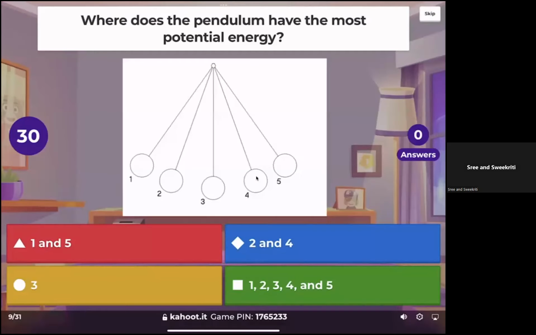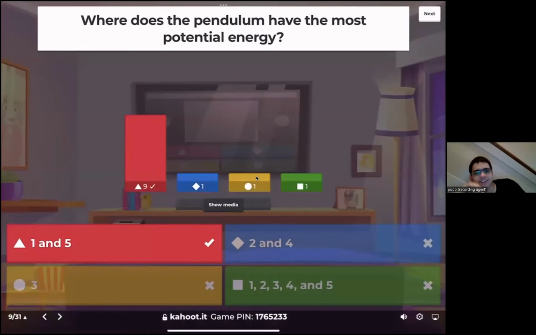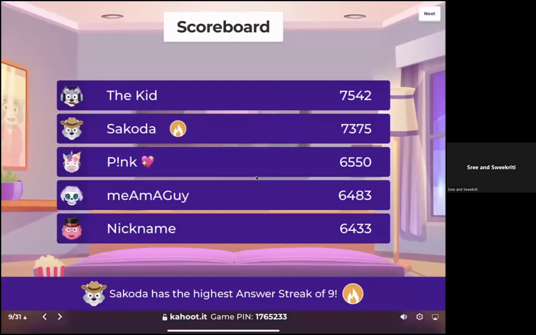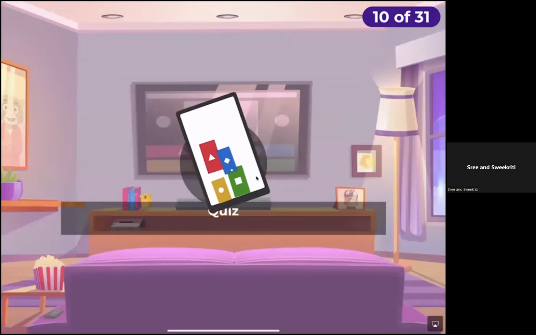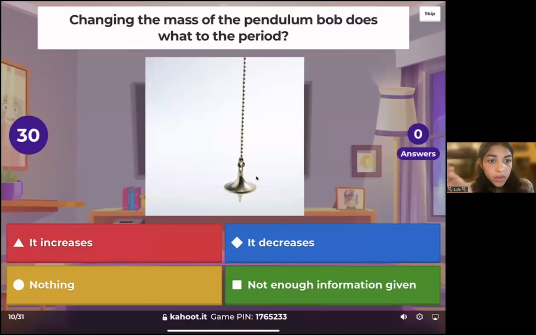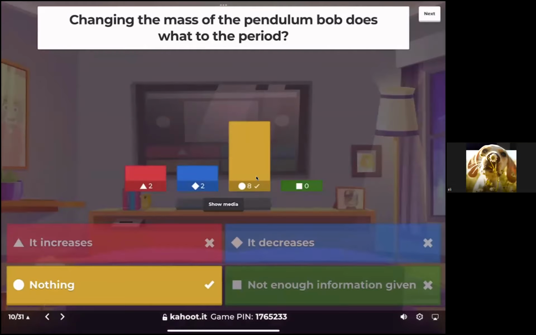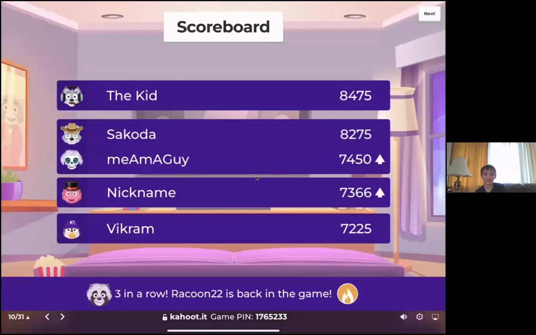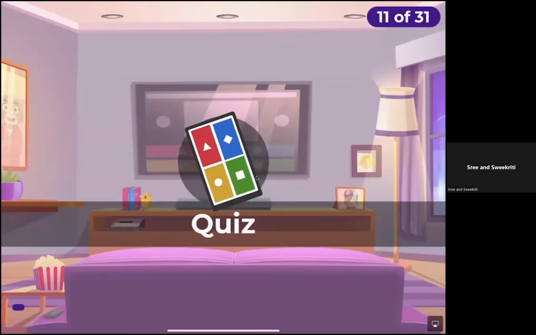How does a pendulum have the most? Oh, okay. 1, 2, 3, and 5. Looking for 5. Nope, it was just the first one. Dang it. Yes, I'm third. Emma, are you Vikram? No. Yes, I'm second.